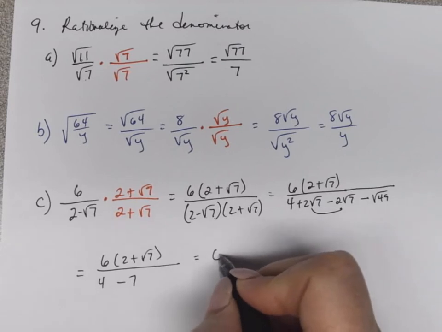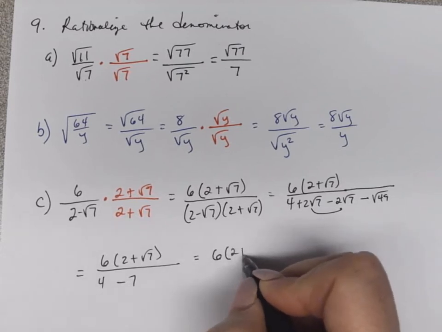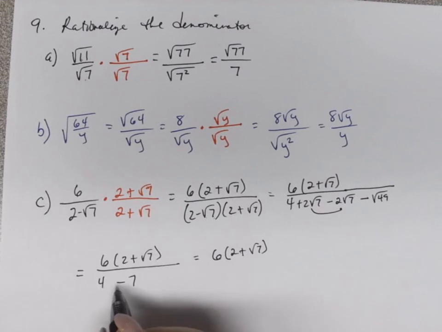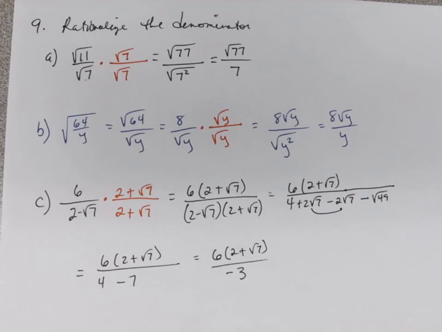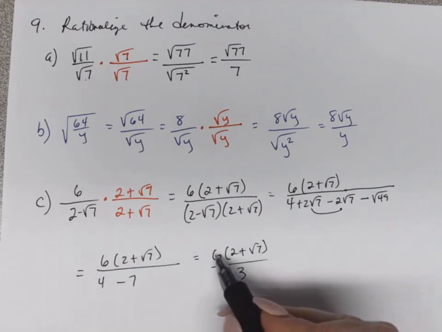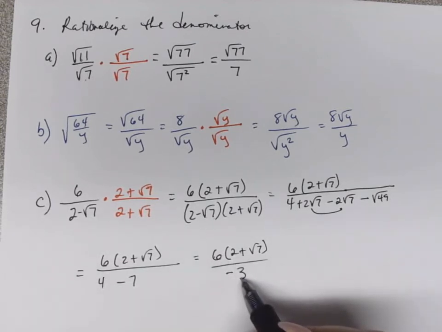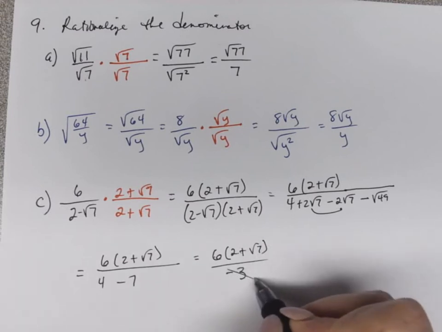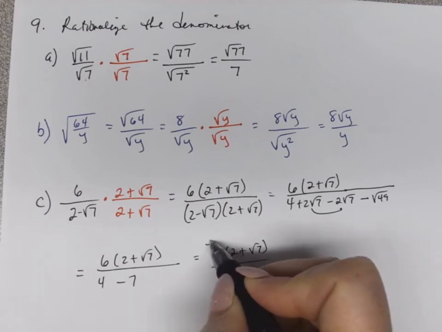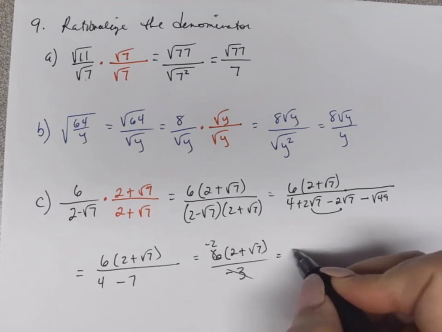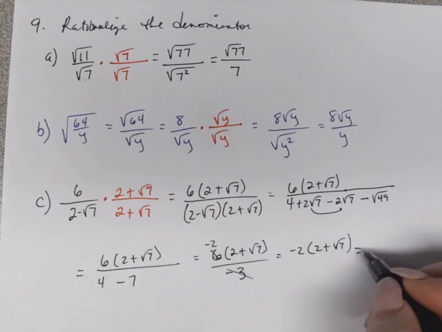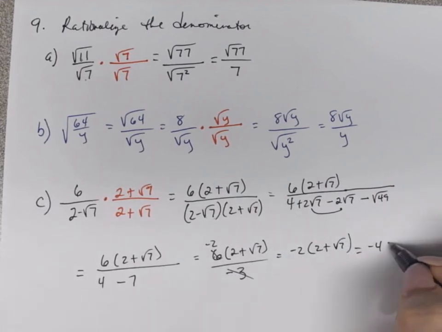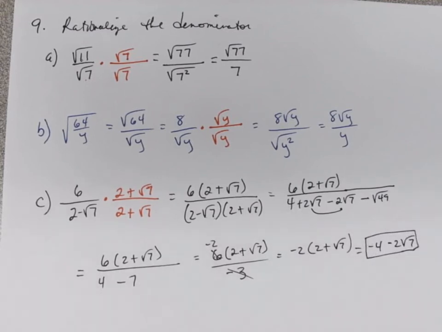So this will get us 6 times 2 plus square root of 7. And 4 minus 7 will get us a negative 3. So then 6 will divide by negative 3. It'll go in there 2 times, so negative 3 goes into 6, it'll become negative 2. So now we have negative 2 times 2 plus that square root of 7. And now we can multiply that out and get negative 4 minus 2 square roots of 7. And that would be our final answer.